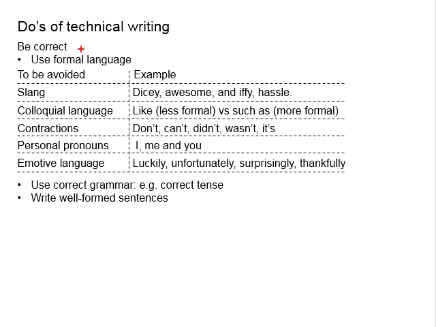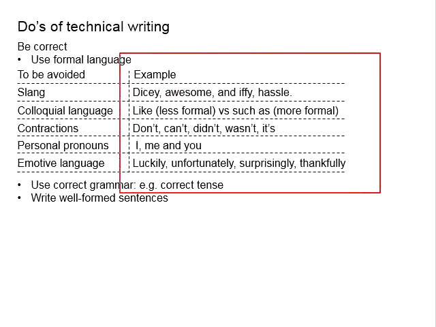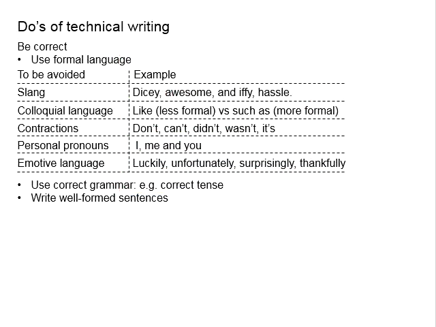Next, we need to be correct in our technical writing. The correct here means the correct use of formal language. You should avoid slang, colloquial language, contractions, personal pronouns, emotive language. These are the examples. You know that technical writing is formal writing. You should use formal language. Slang like dicey, awesome, iffy, hassle are non-formal language.